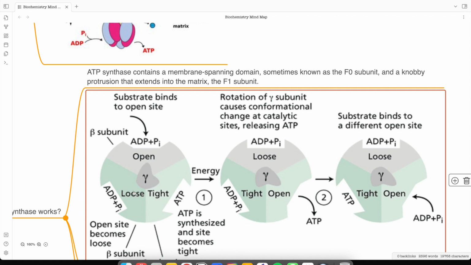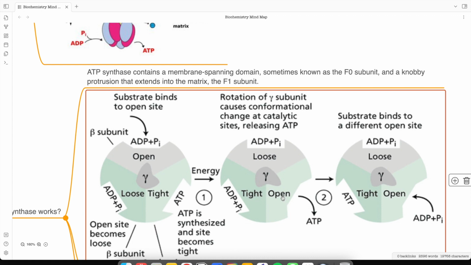Let's see how. There is a rotation in this part like this. Due to this rotation, the loose configuration comes over here. Now you can see this is the loose configuration. The open configuration comes in here, and the tight configuration goes like this. So here we now have the tight configuration.